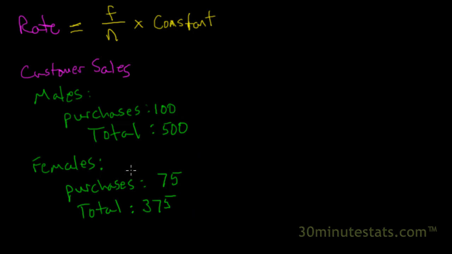But we can also see that the total number, or the base sample size for these two groups, differs. There are 500 men and there are 375 women. So we would expect that there might be more purchases for men anyway, simply because we've got a larger number of men in the database to begin with. So in order to determine which one of these groups actually purchases more, we can compute a rate.